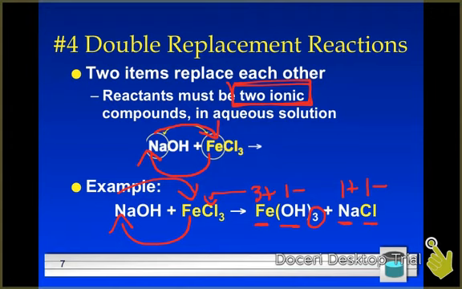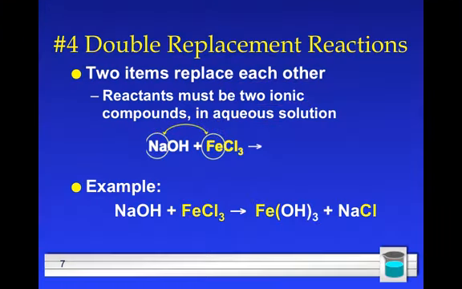Now, is this a balanced chemical equation? No, but it is a skeleton equation, and skeleton equations do not have to be balanced. We could balance it really quick, so let's just go ahead and do that. There are 3 chlorines on the left. There is 1 chlorine on the right, so we need to fix that by adding a coefficient there. There are now 3 sodiums on the right, but there's only 1 on the left, so we need to add a coefficient of 3 right there. There are now 3 hydroxides on the left, and there are 3 hydroxides on the right. There's 1 iron on the right and 1 iron on the left, so now we have a balanced chemical reaction.